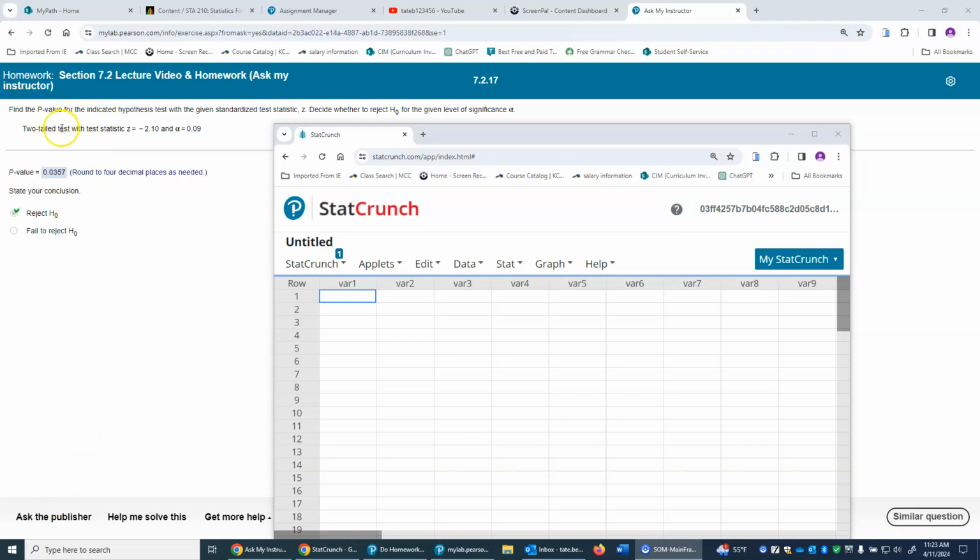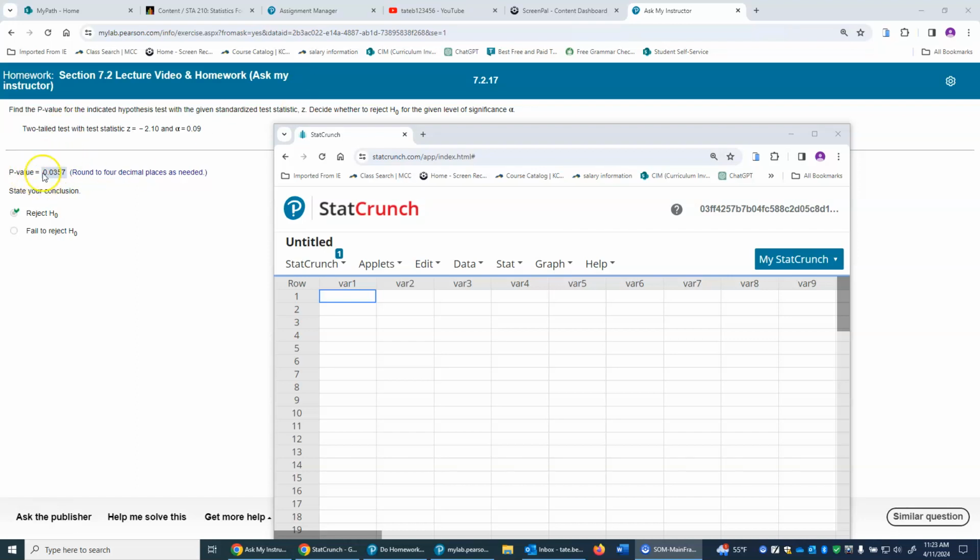It says find the p-value for the indicated hypothesis test with a given standardized test statistic z. So when I say z there, I know they're talking about the normal curve. Decide where, okay, that's the second part. So I think it's the first part you're asking about. They do have z there, so I do know it's going to be a normal distribution. We want to find this p-value.